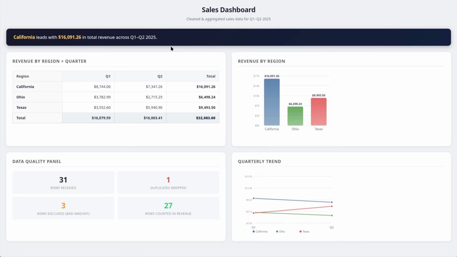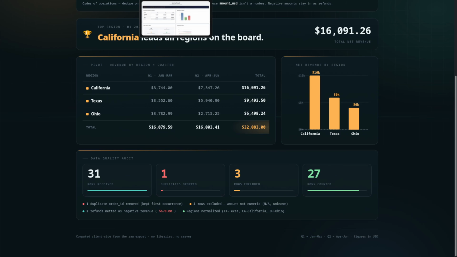Let's look at 3.6. So right off the bat, they went with light mode. And let's just do the quick validation of the numbers before we talk about how it looks. So 16, 91, 26. Yeah, same numbers. 32, 83. Yep, numbers right. 31, 1, 3, 27.